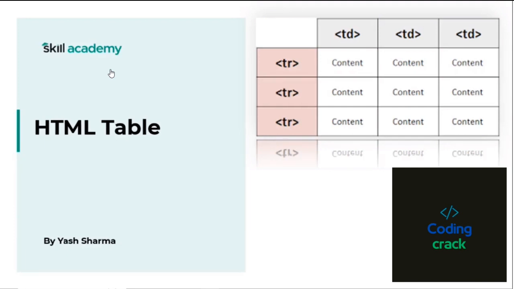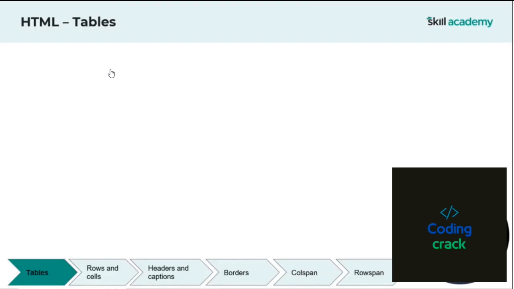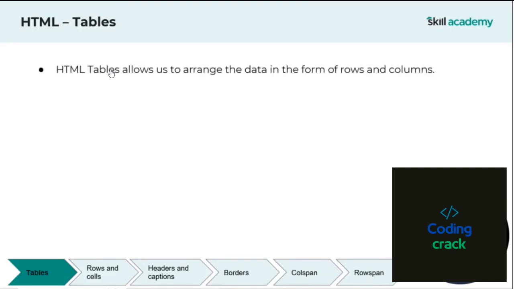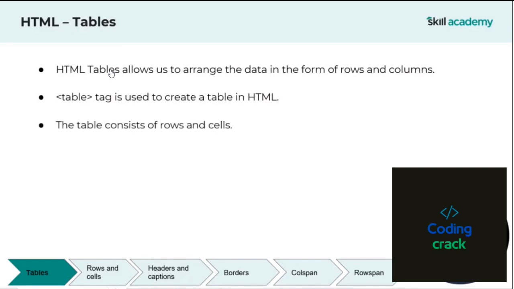So let's start. So first of all, what do we mean by HTML tables? HTML tables allows us to arrange the data in the form of rows and columns. In HTML, we can use table tag to create a table in HTML. The table consists of rows and cells. The table can have headings and captions, means you can give a title to your table with the help of captions, and you can display the data in your tables with the help of rows and cells.